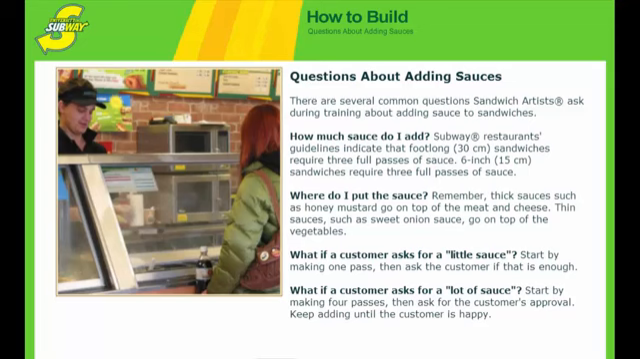Where do I put the sauce? Remember, thick sauces, such as honey mustard, go on top of the meat and cheese. Thin sauces, such as sweet onion sauce, go on top of the vegetables. What if a customer asks for a little sauce? Start by making 1 pass. Then ask the customer if that is enough. What if a customer asks for a lot of sauce? Start by making 4 passes. Then ask for the customer's approval. Keep adding the sauce until the customer is happy.